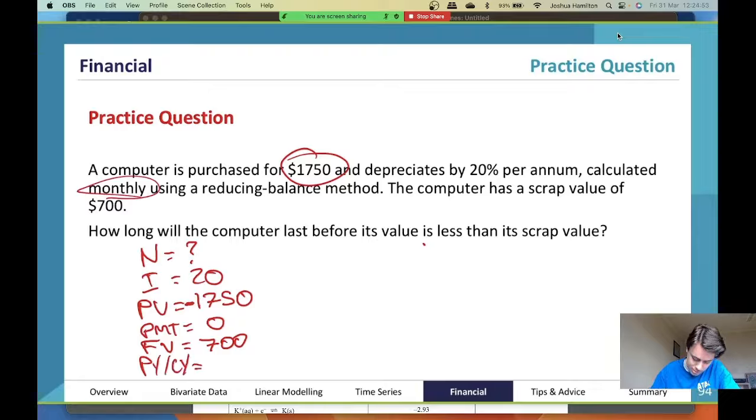And then my PY/CY, as I said, it's a bit useless. You just put it as the number of periods within a year. So I'm using 12, because I'm using months. If I was using quarters, I put 4. If I was doing yearly, I put 1. So that's what you put in both of those boxes. So that's my working out.